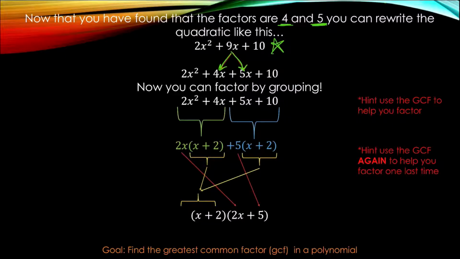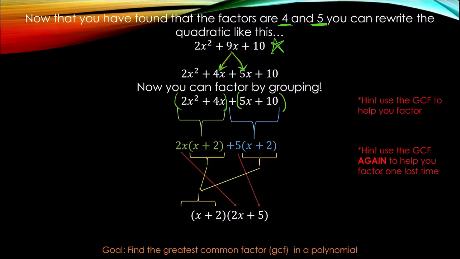The next thing I'm going to do is I'm going to kind of group it. It's called factoring by grouping. So I group my terms. Next, I'm going to find my greatest common factor of each group. So we're going to look at this green group first. What is the greatest common factor of 2x squared plus 4x?